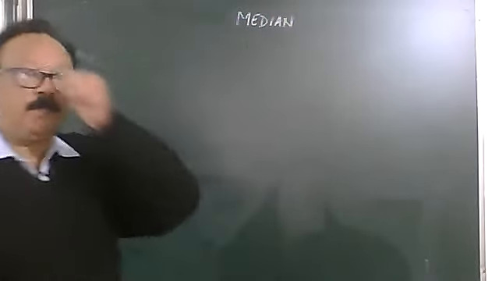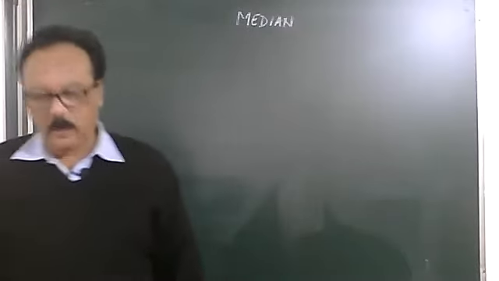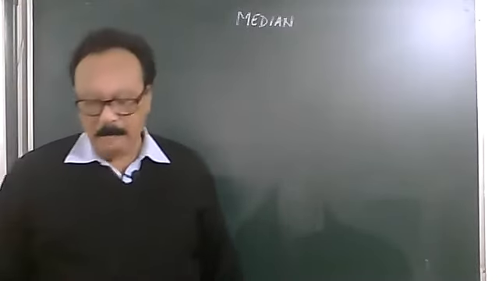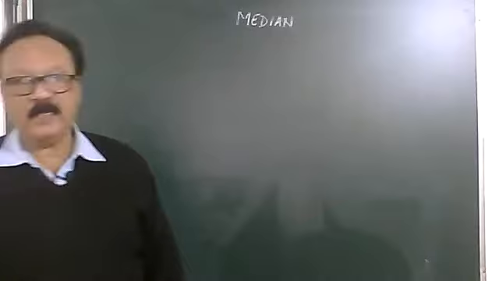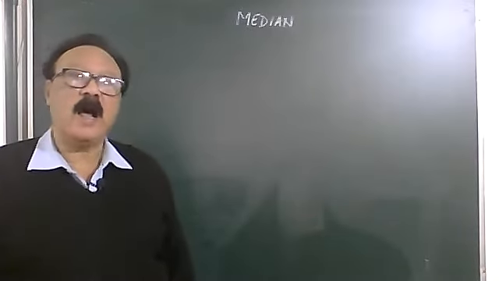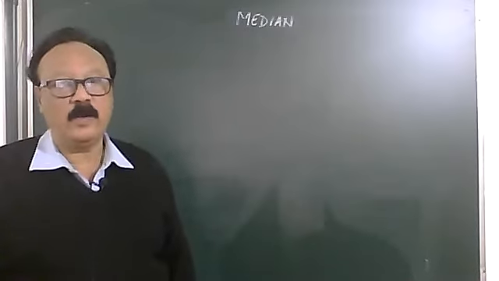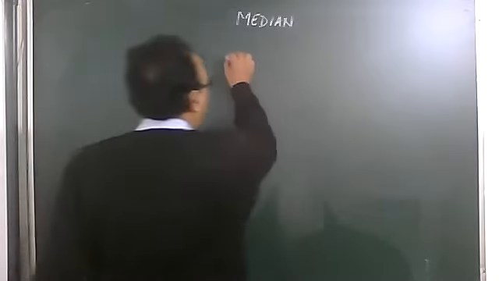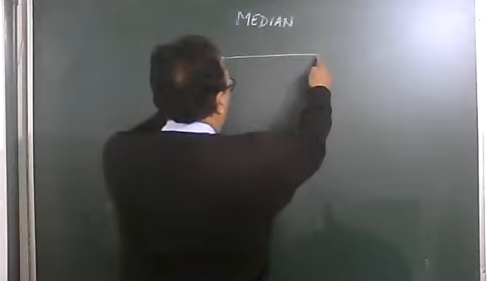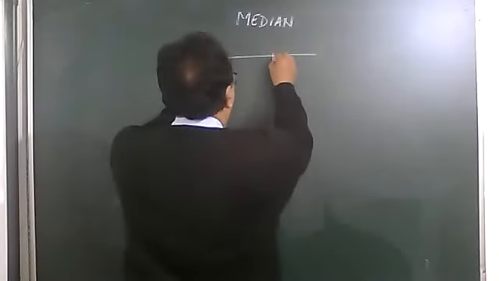Next is median. Now, median is the value of a middle item in a series, and that series should be arranged either in an ascending order or in a descending order. So, if we have a series consisting of numbers in this line, median would be exactly the middle position.